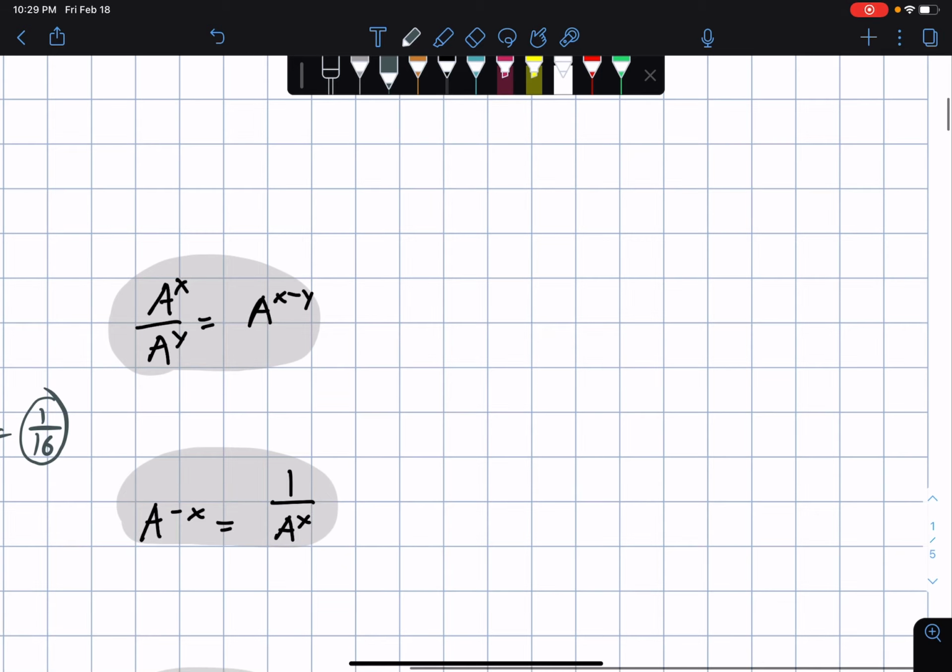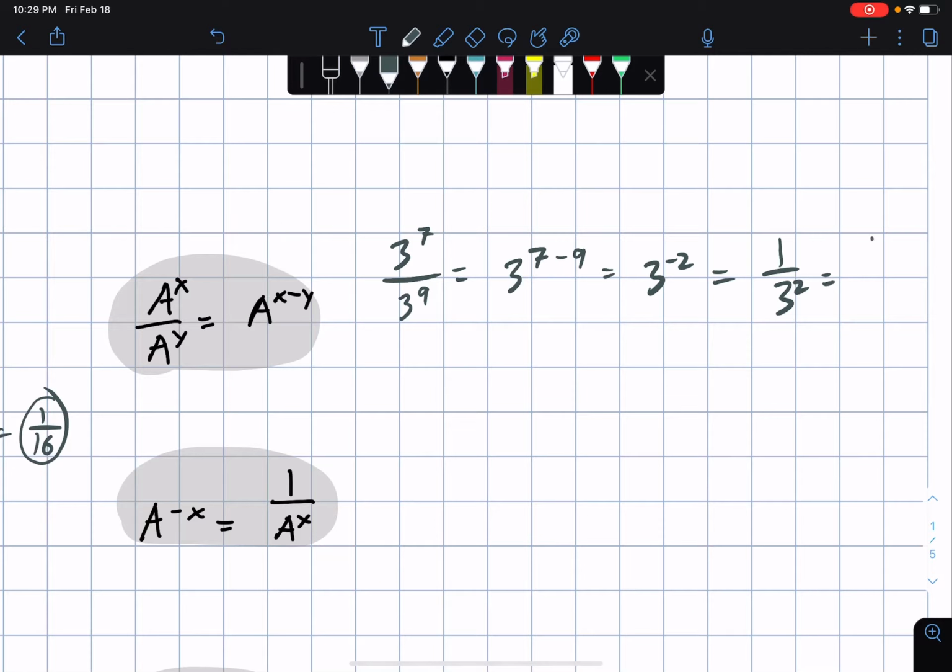Let's move to this part. 3 raised to 7 over 3 raised to 9 is equal to 3 raised to 7 minus 9, which is basically 3 raised to negative 2. Again, with a negative exponent, we reciprocate, and hence we get 1 over 9.